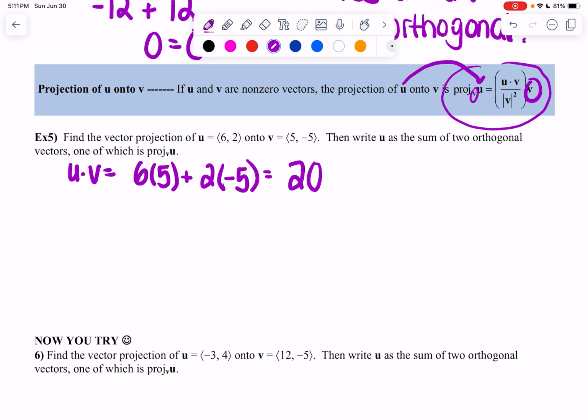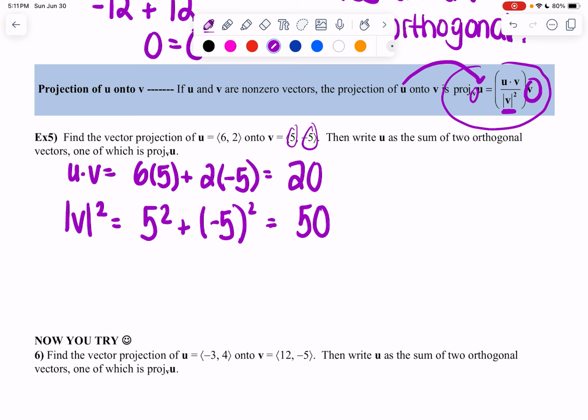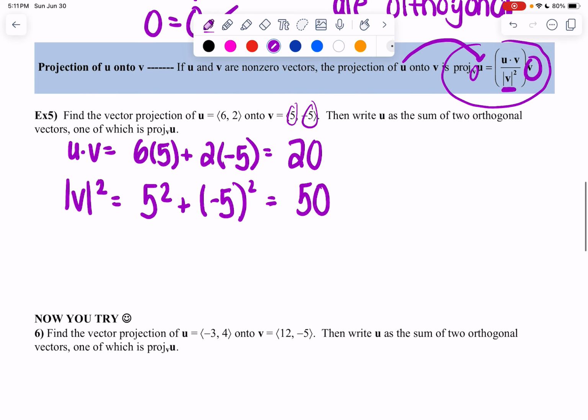The second part I would do is find the magnitude of vector v. The magnitude is just taking the square root of the two terms squared. But since we have the magnitude of v squared in the equation, we don't need that square root because the square root and the square cancel each other out. So it would just be 5 squared plus -5 squared, and that would be 25 plus 25, which is 50.